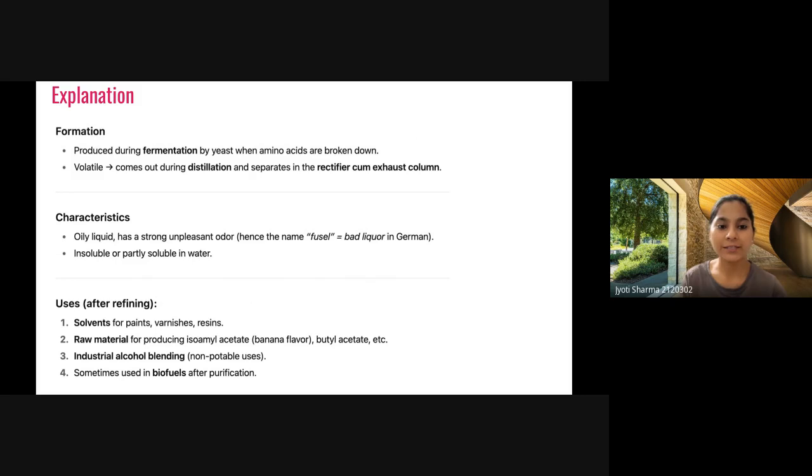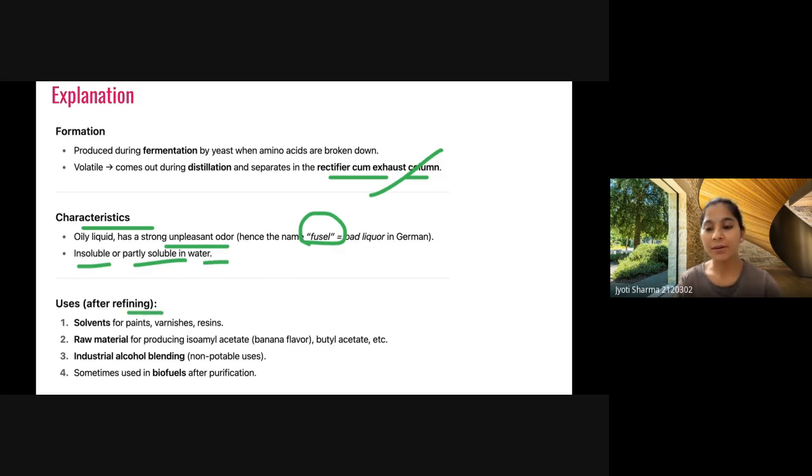We already know that this will form after this rectifier cum exhaust column. The characteristic of this is that it has a strong unpleasant odor, and based on that only the name fusel is given. It is insoluble or partially soluble in water, and we can also use this after refining, but this will be part of the wastewater as well.